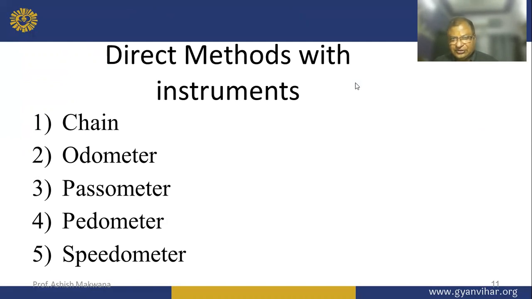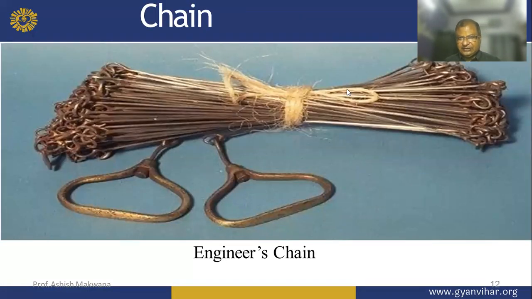Now the direct method instruments: chain, odometer, pacemeter, pedometer, and speedometer. So, my dear boys, what is the chain? Chain is a measurement scale made from steel, with fixed links on it, and from that you count the distance. This is the chain, called the engineer's chain.